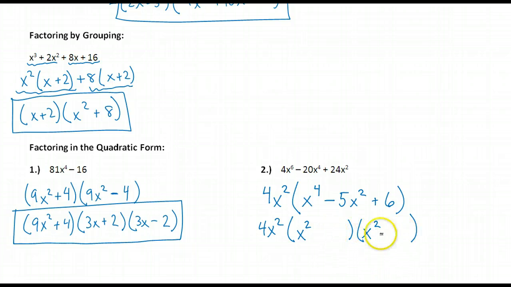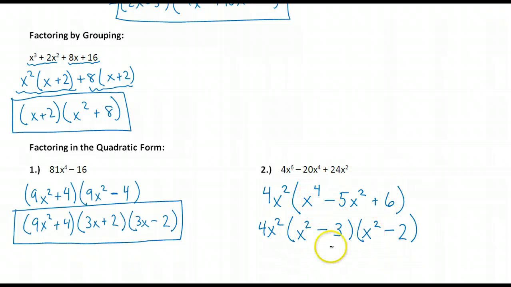My last two terms have to multiply together to give me 6. So I could pick 6 and 1 or 3 and 2. And there's two ways I can get this to be a positive 6. I could have positive 3 and positive 2, or negative 3 and negative 2. If I FOIL this right back, I should get this.